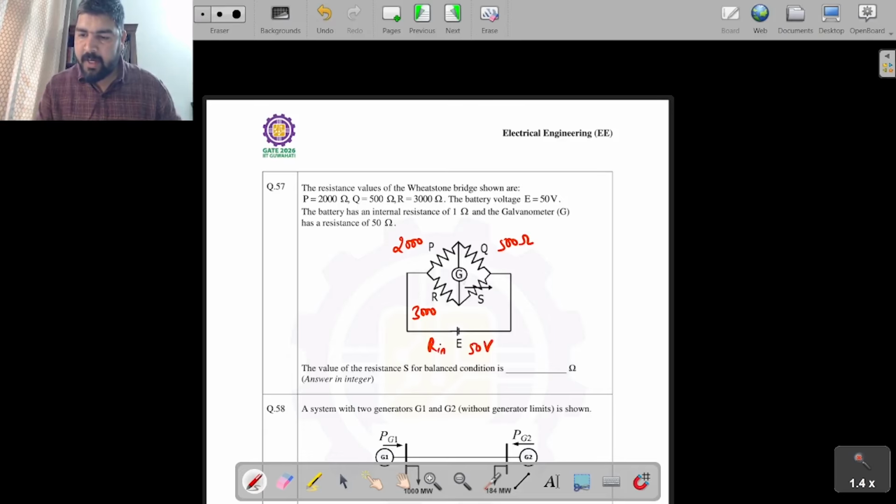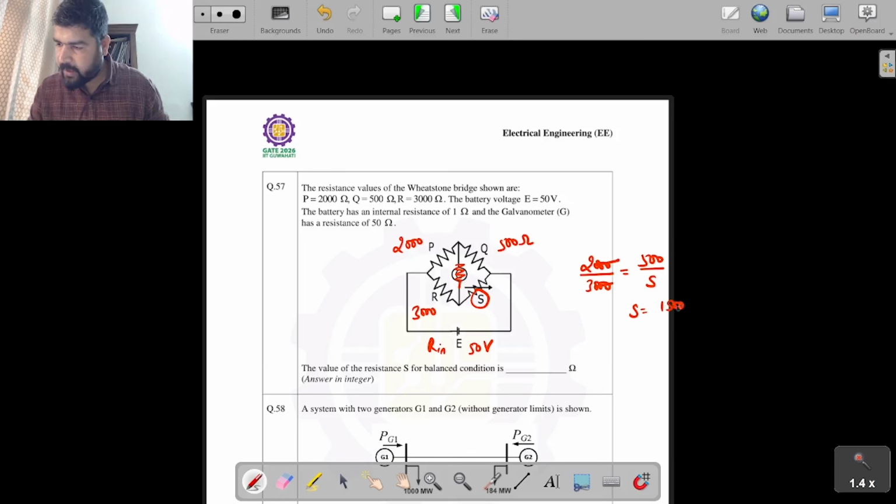The galvanometer has a resistance of 50 ohm. We need to find the value of the resistance S for the balanced condition. It's a simple Wheatstone bridge problem. So we can take the ratio of 2000 and 3000, and this must be equal to 500 upon S for the balance condition. So this will cancel, and S will be 1500 divided by 2, so it will be 750. Okay, so the answer is 750 ohm.